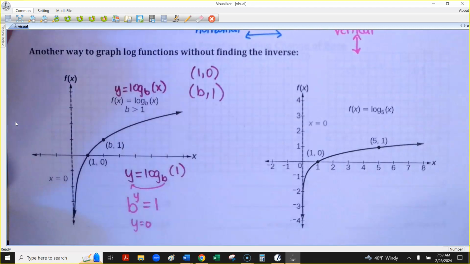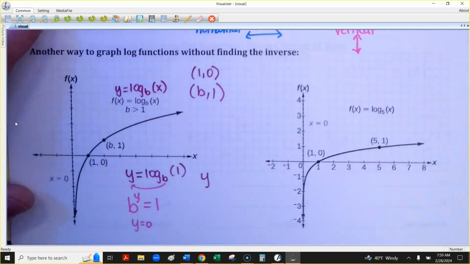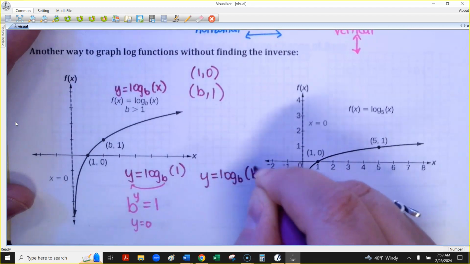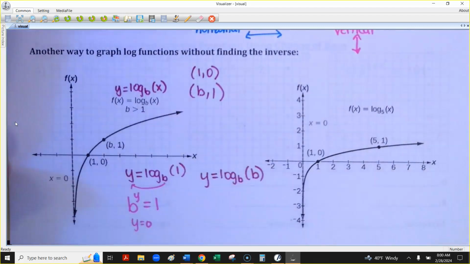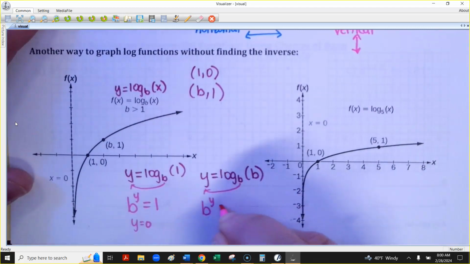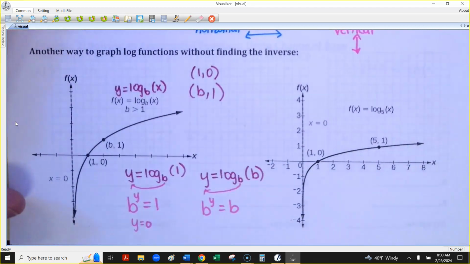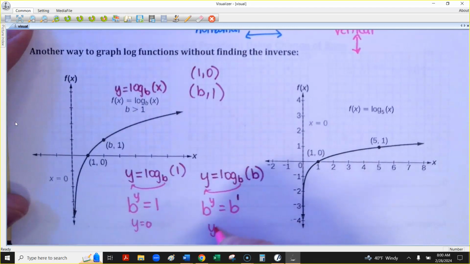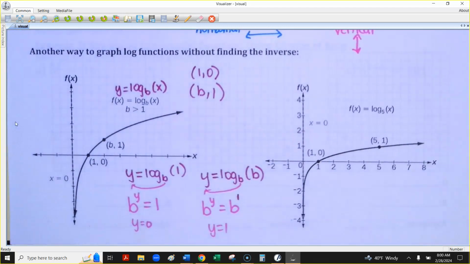Same argument: if I do y equals log base b, and let's say we plugged in the actual base. If I convert that to exponential form, I would have b to the y equals b. Those bases match, so it just has to be the first power, so y would have to be 1 in that situation. If you remember talking about this yesterday, anytime the base and what you're taking the log of match, that is always equal to 1. And so that's why that y coordinate is 1.